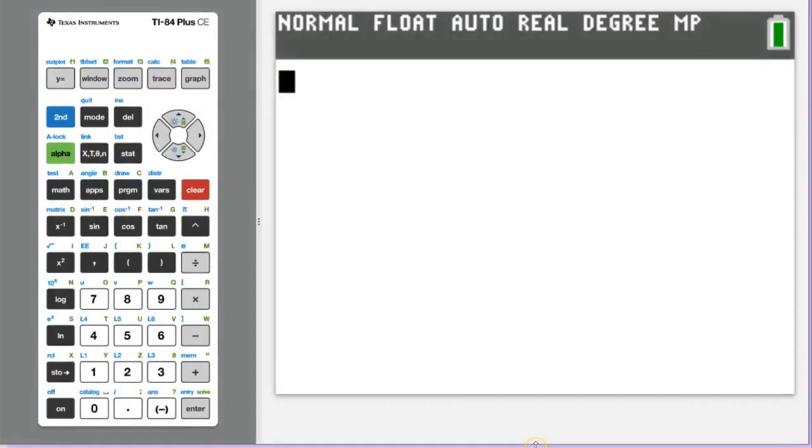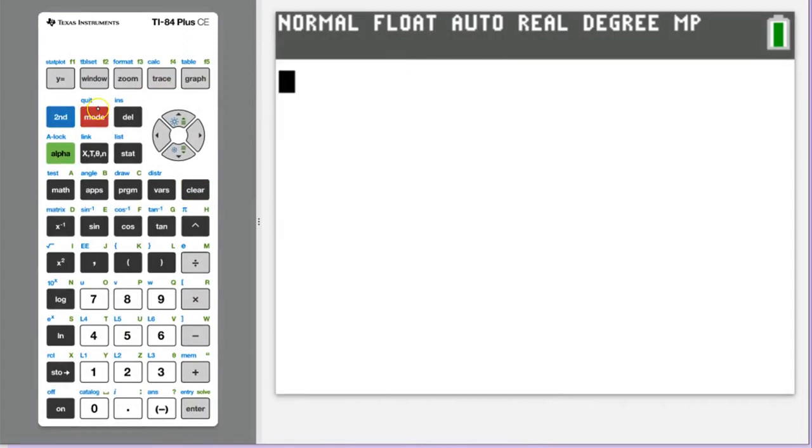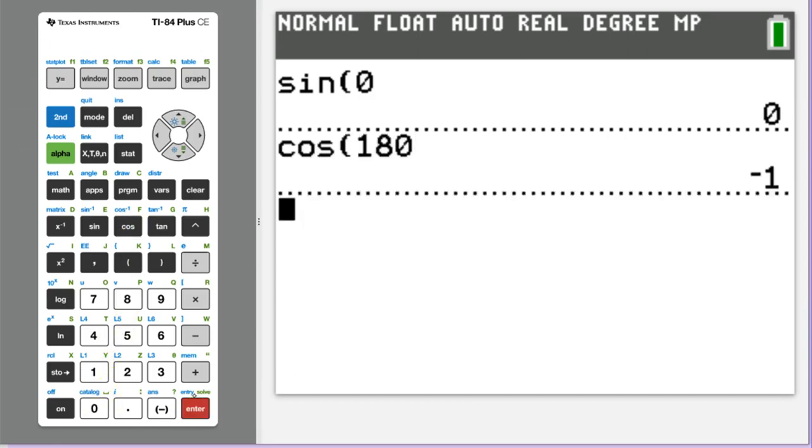So the thing is, there is still a way to find trig values for these angles. If you grab your calculator, and let's check to see if I'm in degrees. Yep. So let's say I want to find the sine of 0. It does have a value. It's 0 in this case. Let's say I want to find the cosine of 180 degrees. It's -1. So where are these numbers coming from?